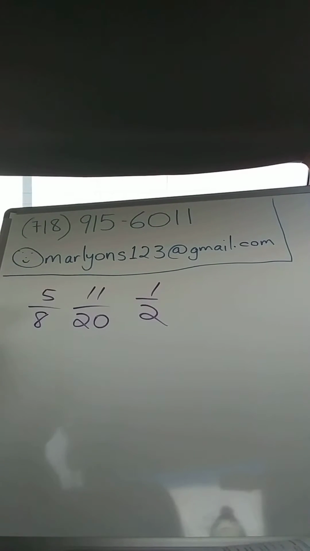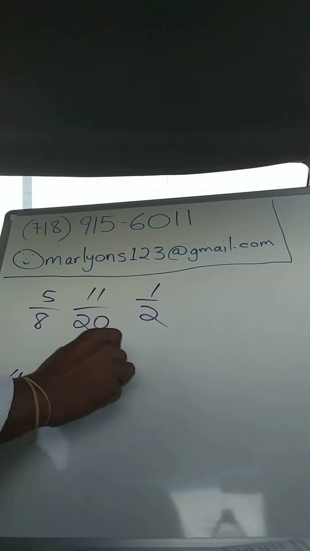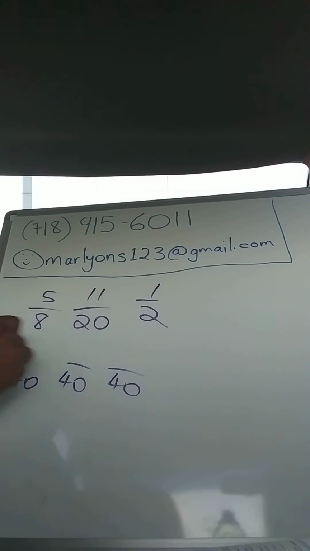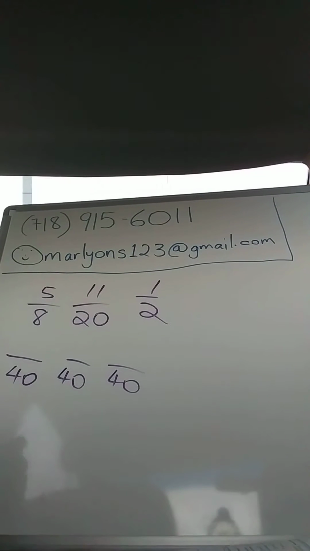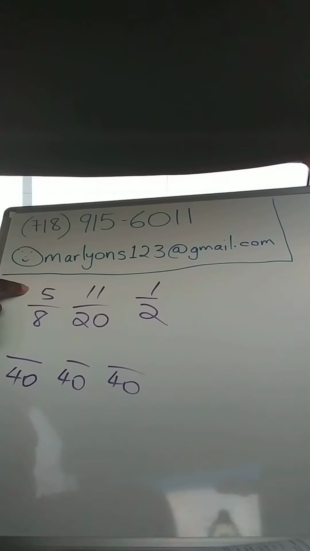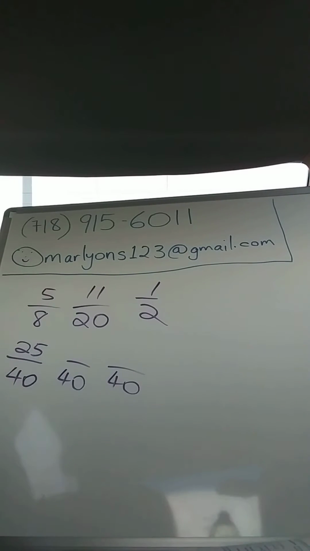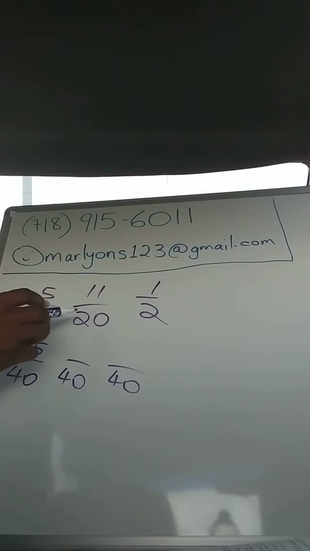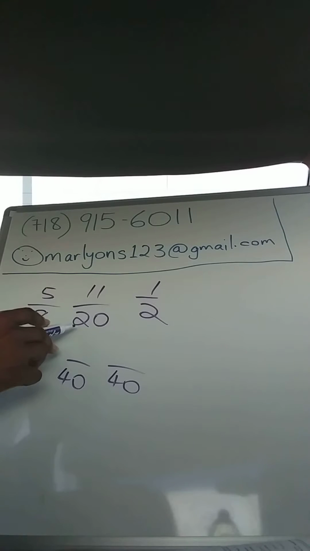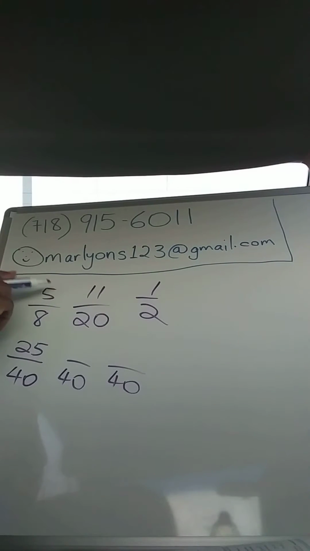So this is going to be transformed into the following: something over 40, something over 40, and something over 40, right? What did we multiply this 8 by to get 40? We multiplied this 8 by 5. Therefore, we're also going to multiply this 5 by 5. 5 times 5 gives us 25, yes? Now, what did we have to multiply this 20 by to get 40? 20 times 2 is 40, so therefore, we also multiply 11 times 2, which is going to give us how much? 22.